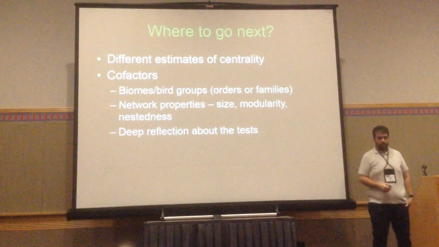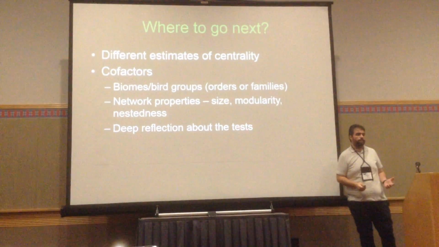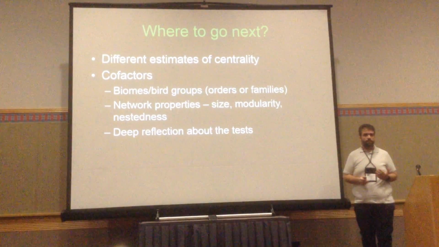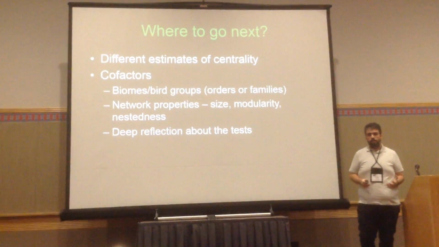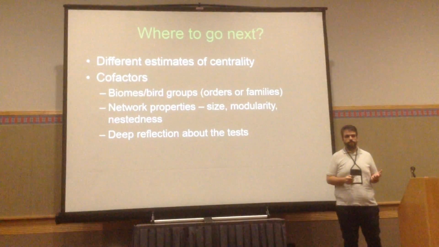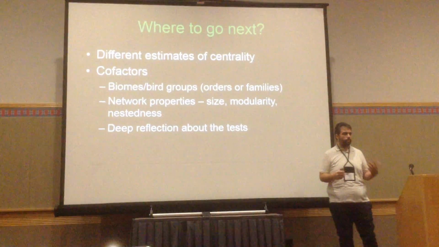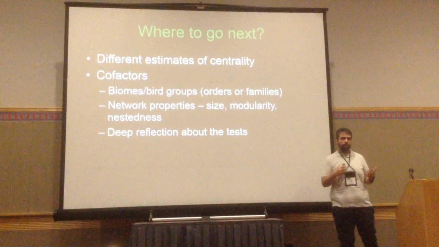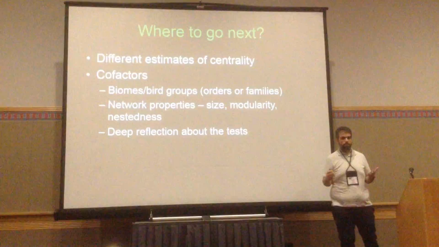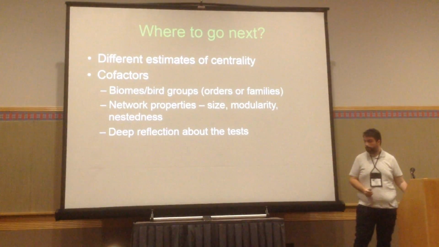And also, it's of particular interest to me to have a deep reflection about the tests, because it's already kind of confusing for me: when you estimate diversification rates, is the phylogenetic structure already there or not? Should we correct for phylogeny or not? So this is something, if anyone wants to discuss, I will be very glad to discuss with you.